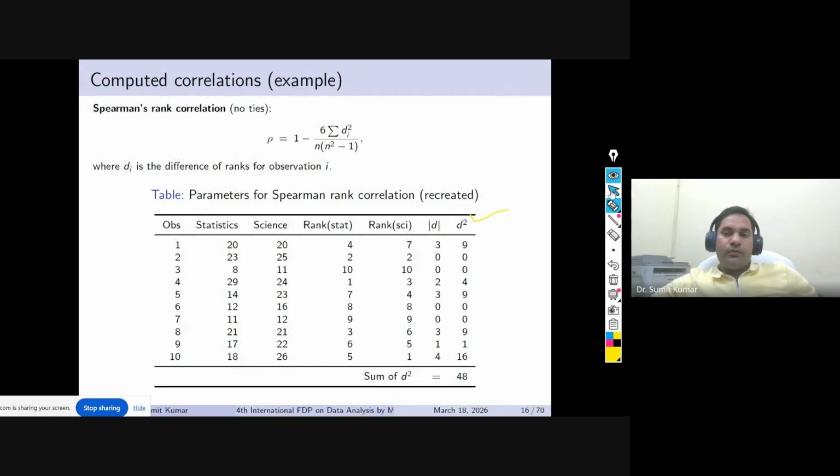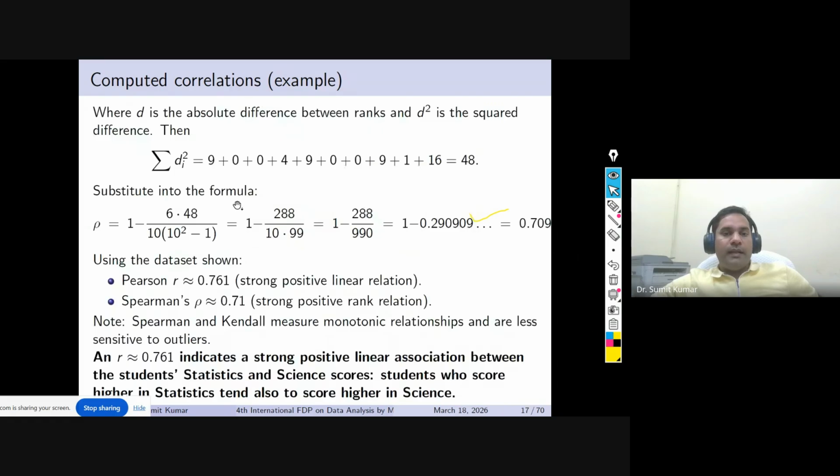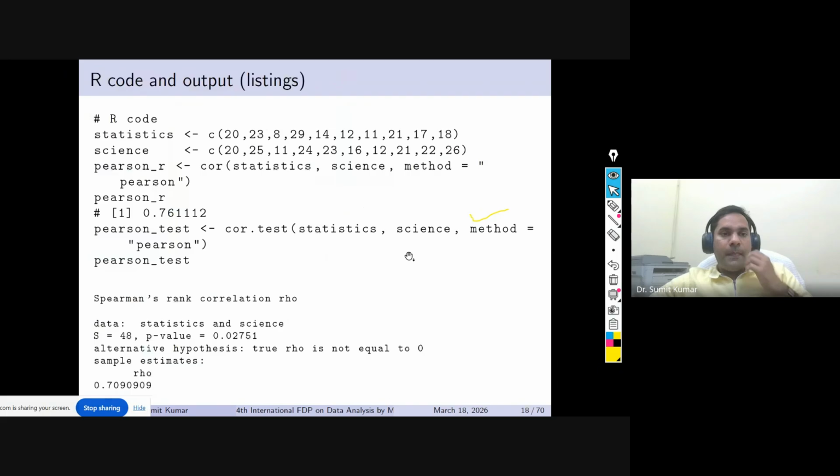After this, you have to take the sum of d i square, as the formula requires 6 summation d square. So you have to calculate 6 summation d square. The sum of d square is 48, and n is the number of observations, that is 10. Just put the values here and you will get the answer, that is 0.709. So again you can see a strong type of correlation. It also shows that whichever students get higher marks in statistics, they will also get higher marks in the science test. So this is the interpretation we can say.